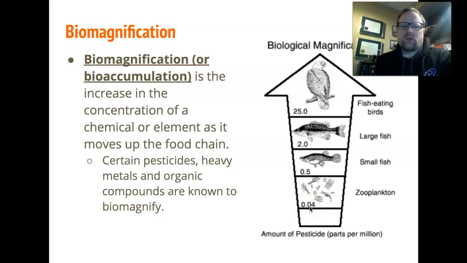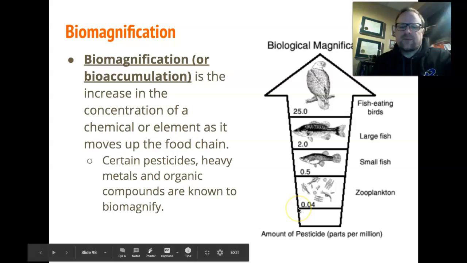So zooplankton will have tiny amounts, probably not enough to do anything to those organisms. Small fish will still have tiny amounts of them. Large fish will have larger amounts, and when we get up to the top, those fish-eating birds like osprey or bald eagles sitting at the very top of that food chain, they'll have quite a lot, 25 parts per million of that pesticide.